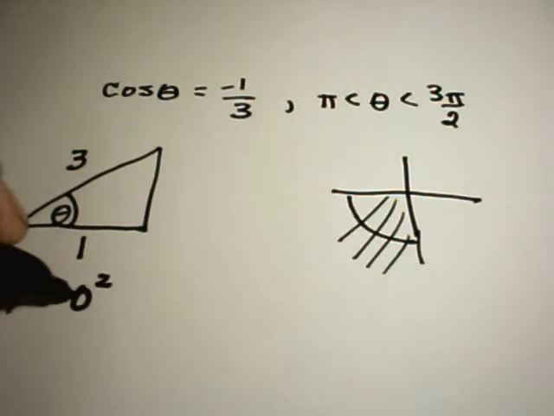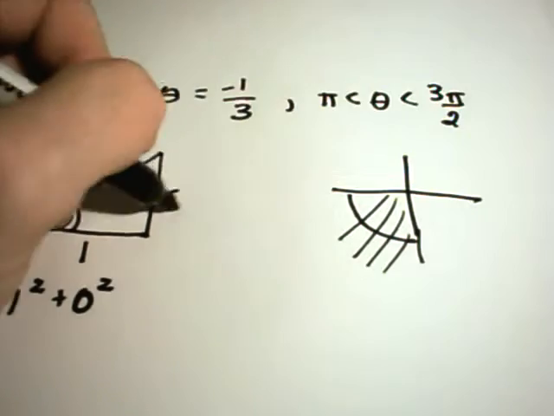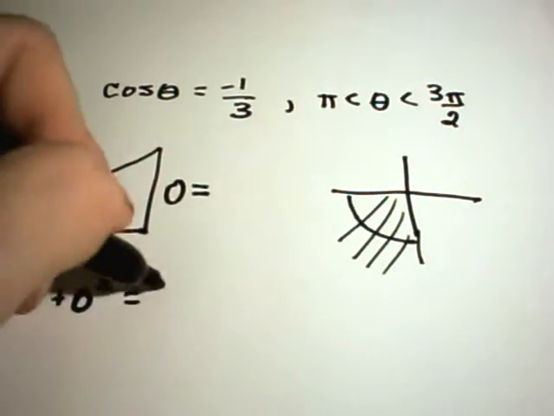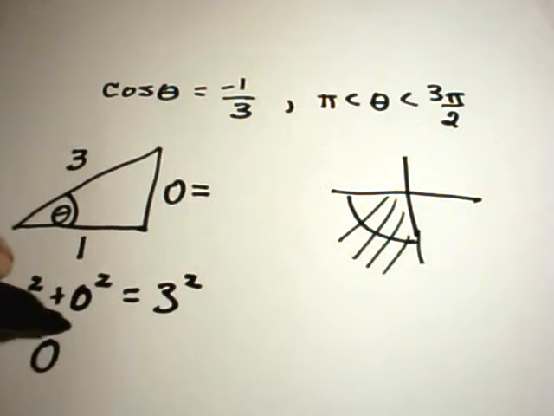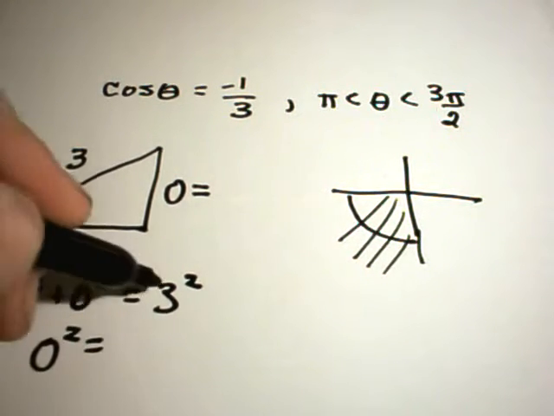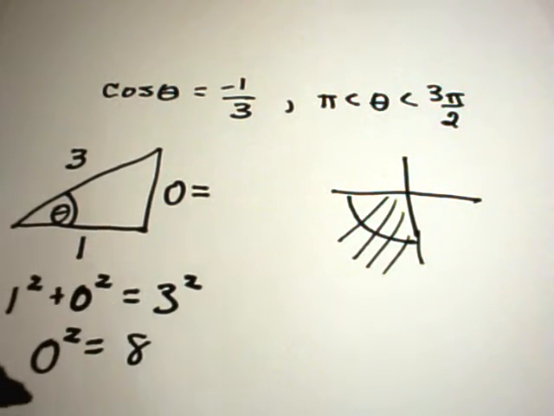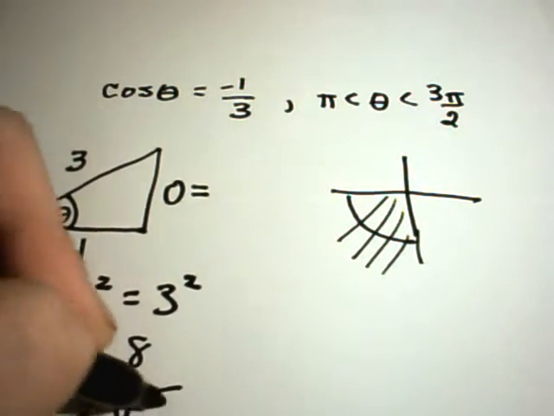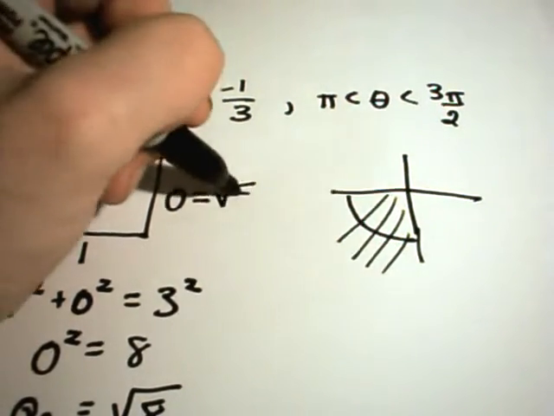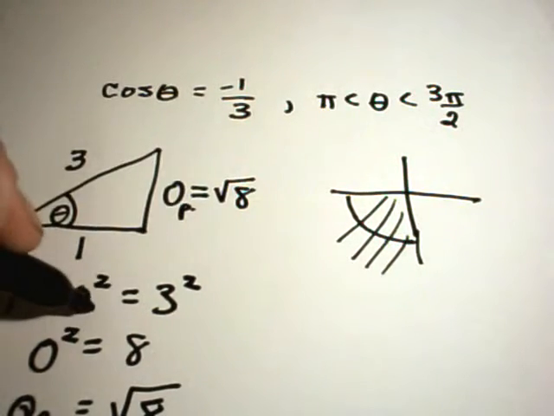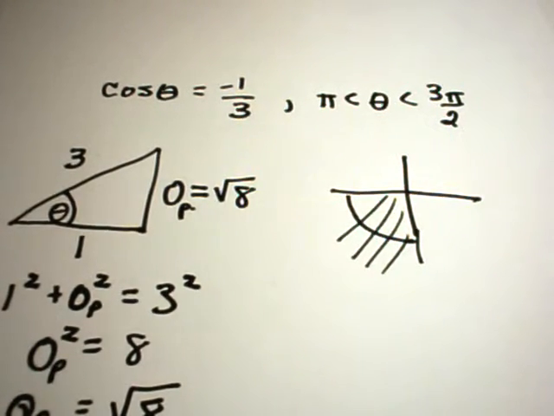Oh well, it's supposed to be opposite. Equals 3 squared. So that means the opposite side squared is going to equal 9 minus 1, which is 8. So the opposite side is going to equal simply square root of 8. So the opposite side, I'll put OP down there for opposite.